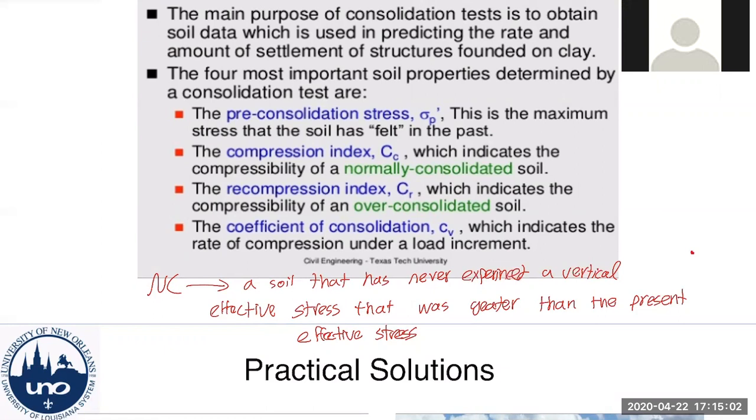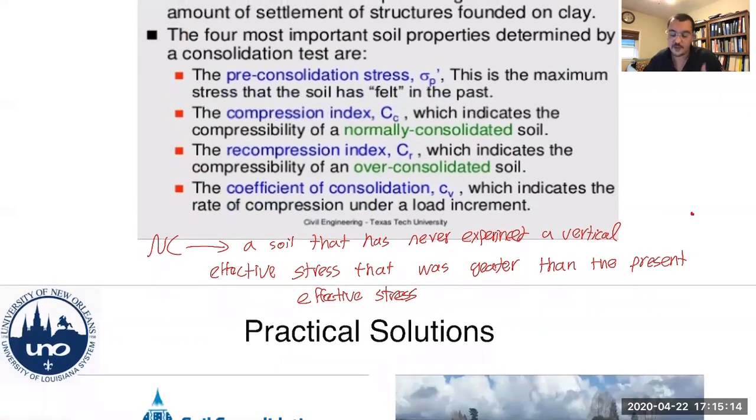Okay. So that's normally consolidated soils. Now, over consolidated soils or OC soils. I just want to mention this so when I refer to normally consolidated or over consolidated, you have some idea. But in your lecture, you'll go in depth with each one and the 3 cases that are used to calculate settlement.